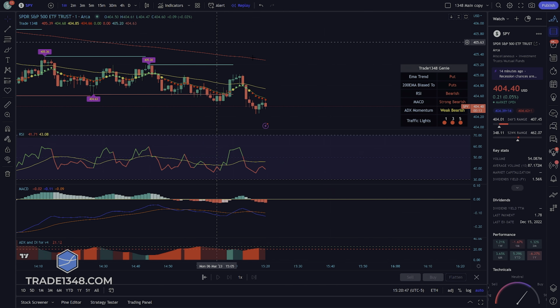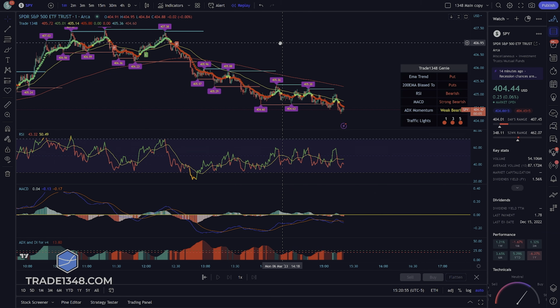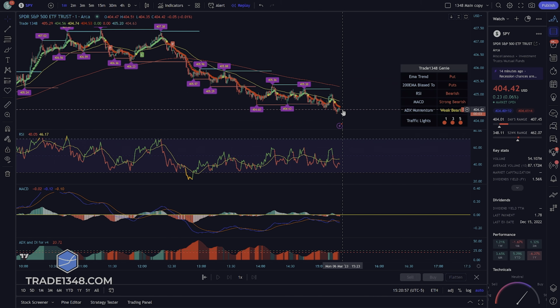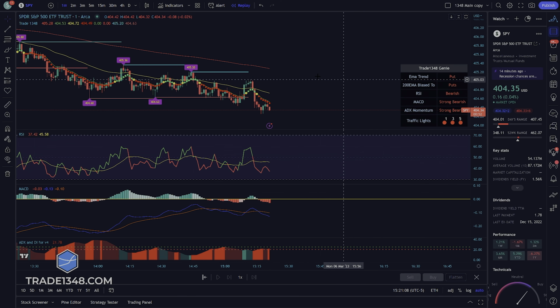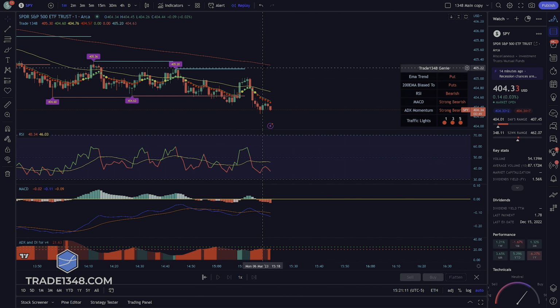What I want to highlight is something that we call traffic lights. And as we look at the chart here, we could see traffic lights to the upside, traffic lights to the downside. The overall trend is in fact to the downside. And what keeps us in this trade is we have traffic light confirmation on the 3 and the 5, and we'll get to that in a second. But one of the first rules to the strategy is if price action is below the 200 EMA, we are in fact biased to puts.